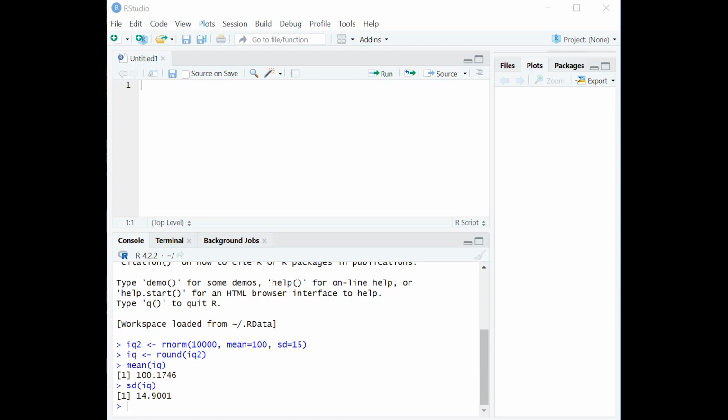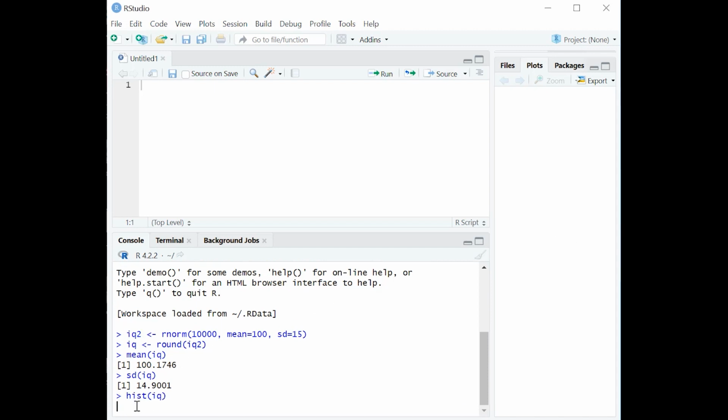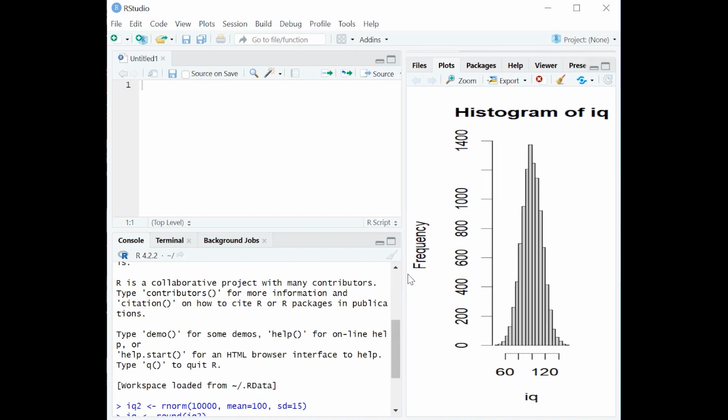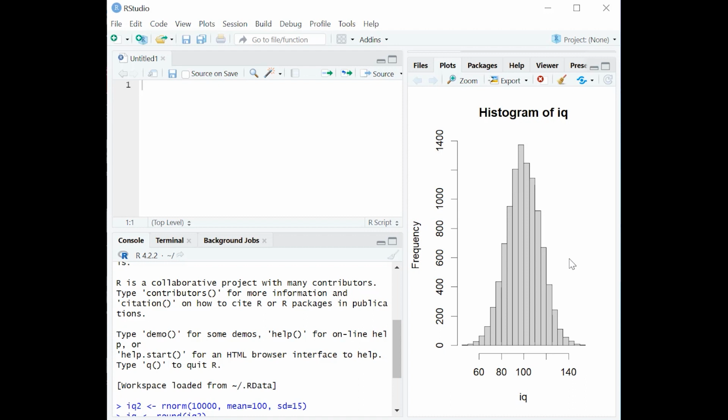Now, one thing that we can do right quick is we can use the histogram command and just visually see that we are looking at a normally distributed variable, which we are. That's a pretty textbook bell curve right there. So we could work with that.